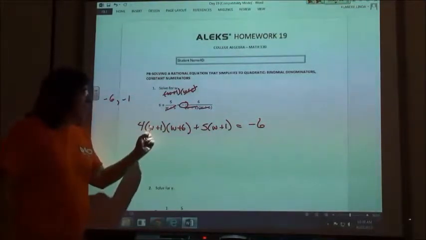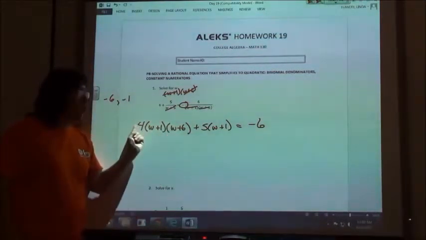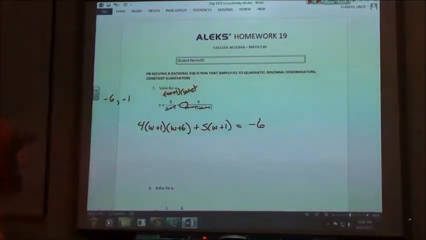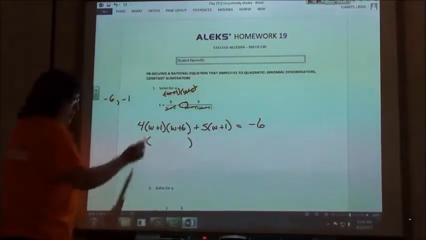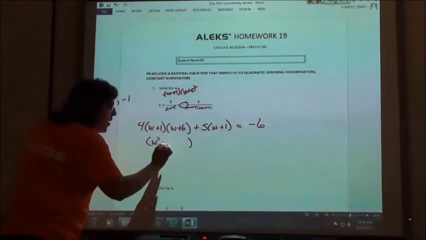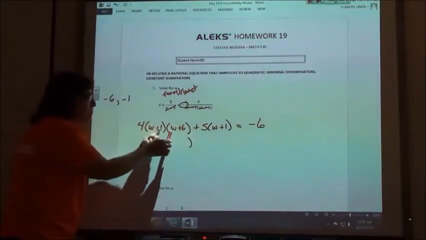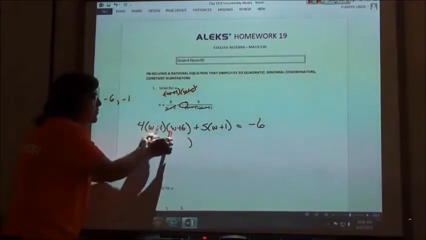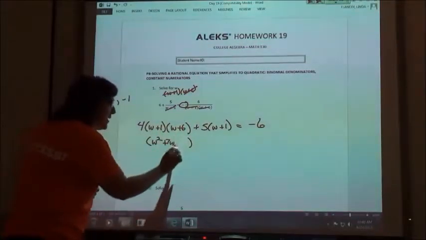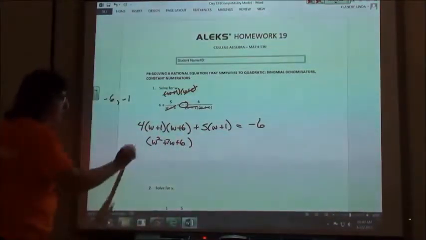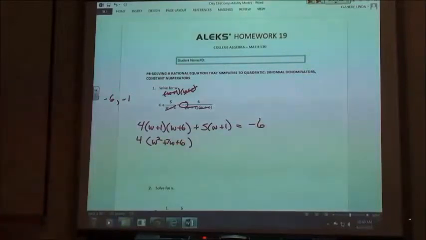Now personally, I like to FOIL this first before I multiply by the 4. Not that it really should make any difference, but that's the order I'm going to do it in. So I'm going to multiply that out. So w times w is w squared. The outside plus the inside would be 6w plus 1w, so 7w in the middle. 1 times 6 is 6. So I've got 4 times w squared plus 7w plus 6.